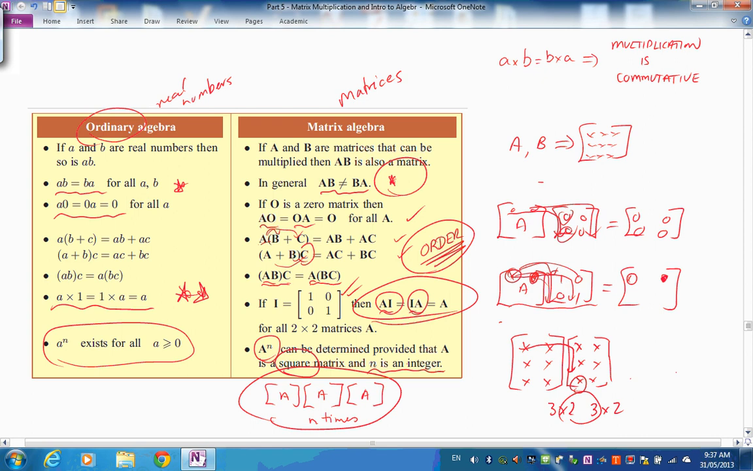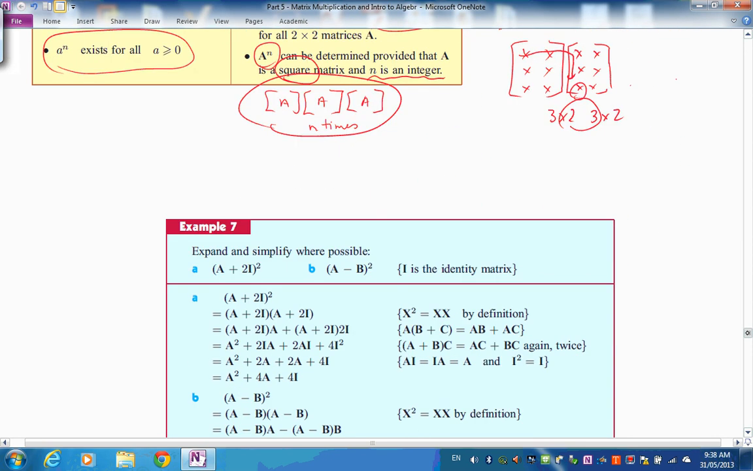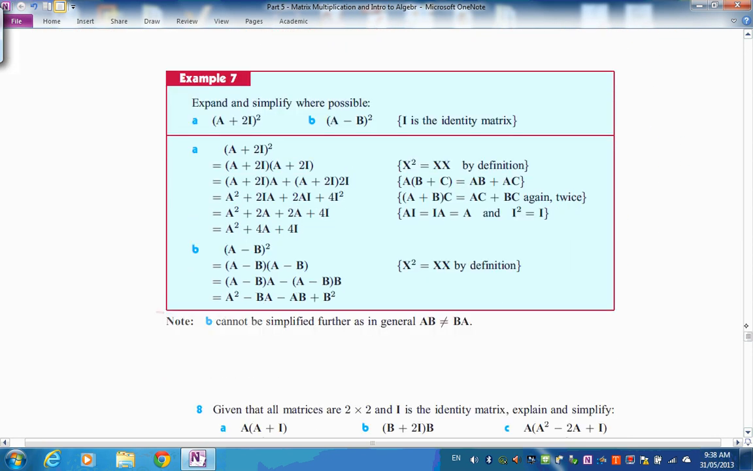Are you getting the hang of this? Hasn't it exploded absolutely into a huge area of mathematics now? Let's go on and have a look at some examples, and we'll finish up soon with you doing some. So expand and simplify where possible here.